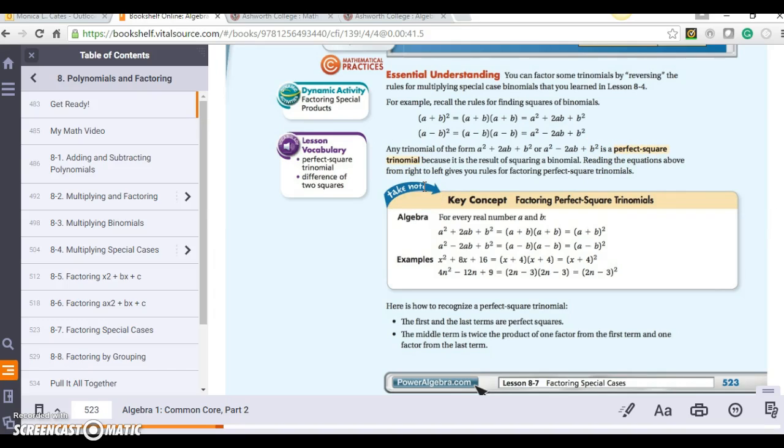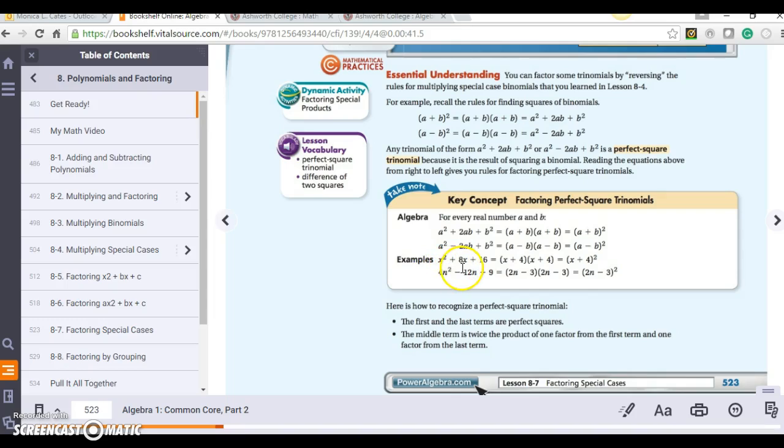Because it is the result of squaring a binomial, reading the equations above from right to left gives you the rules of factoring perfect square trinomials. So we have, for every real number a and b, a squared plus 2ab plus b squared gives me a plus b squared. So here's an example.